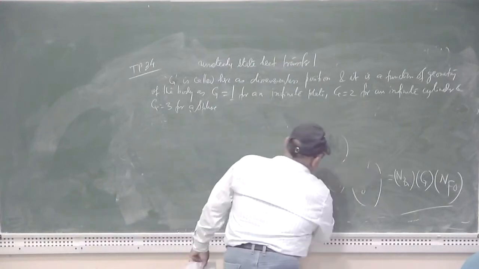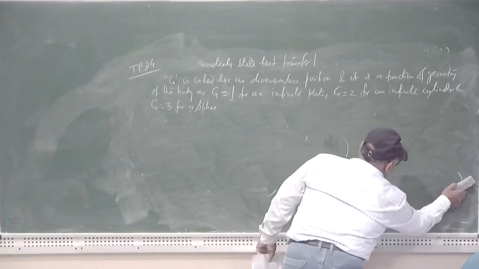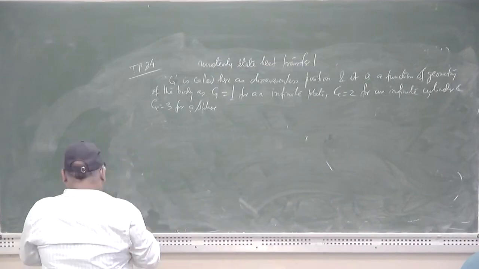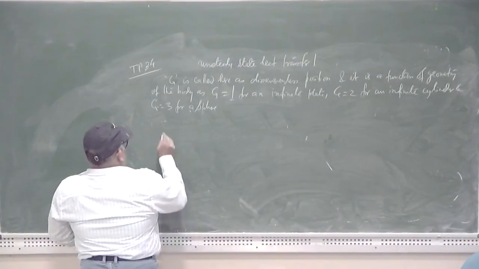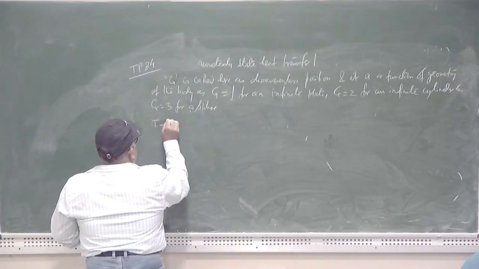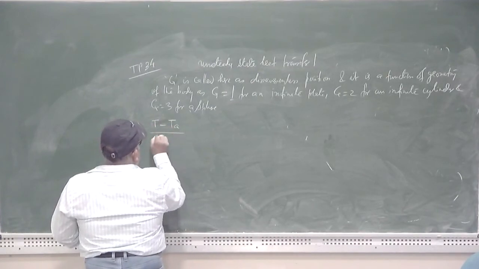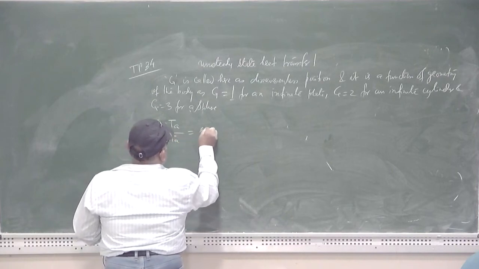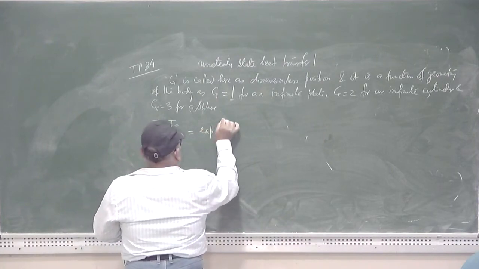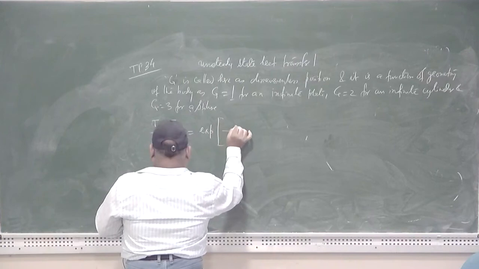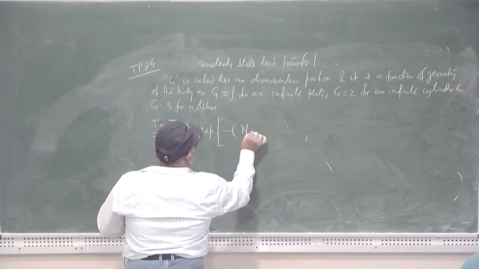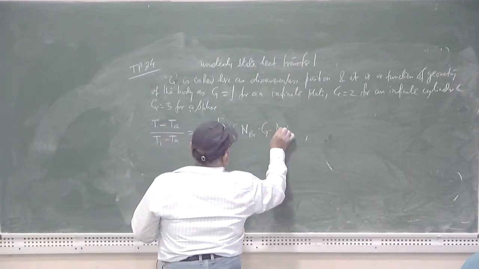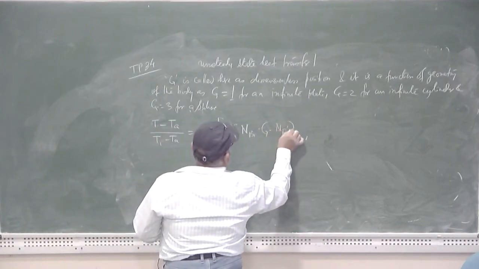So finally the solution equation can be given as (T minus Ta)/(Ti minus Ta) equal to exponential of minus Biot number into dimensionless position into Fourier number.